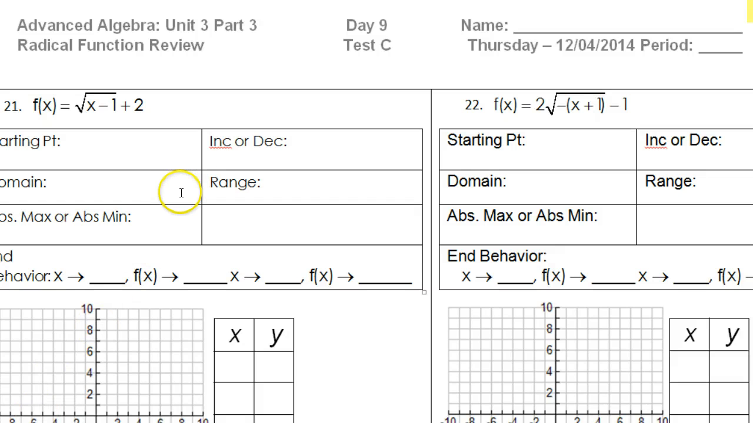Alright, this is part 4 of our review of radical functions. In this video, we're going to go back to graphing radical functions, such as these.